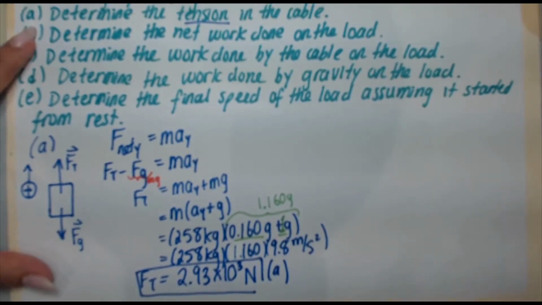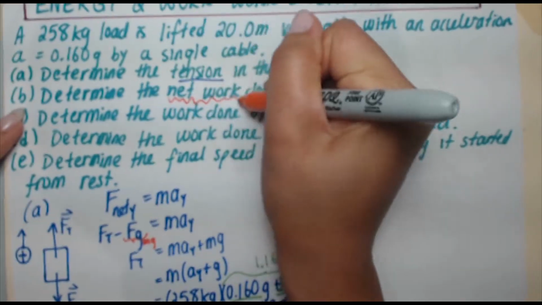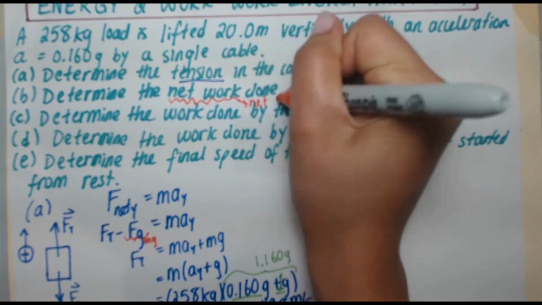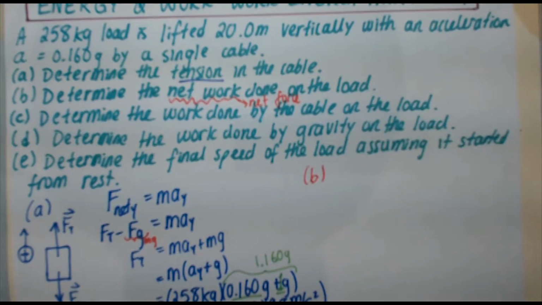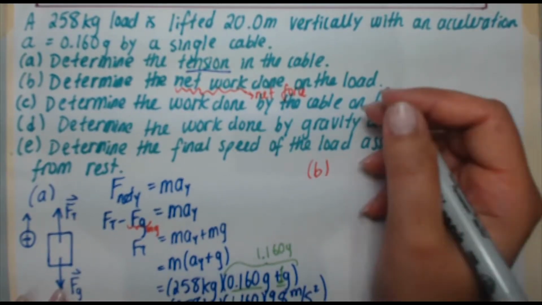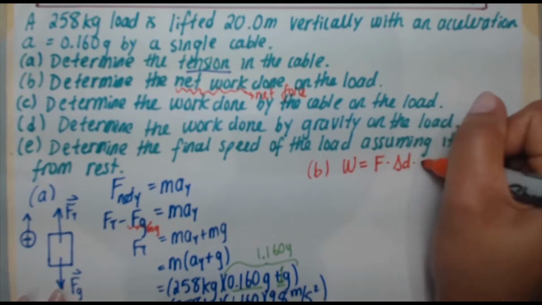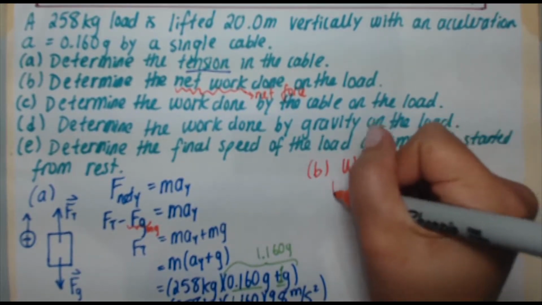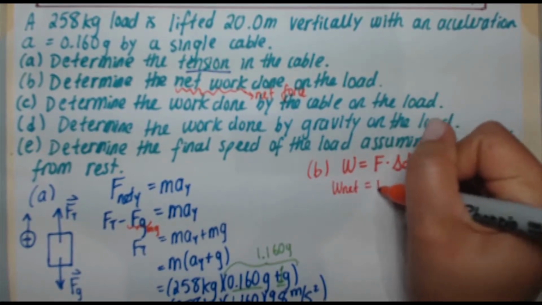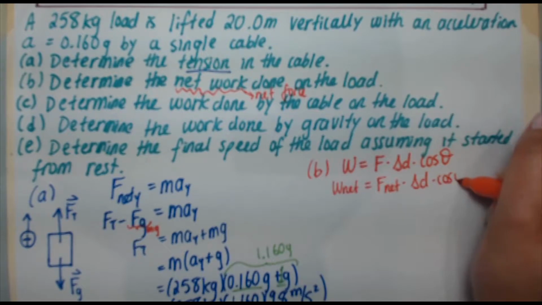All right, part B. Determine the net work done on the load. Whenever you see net work, you should think net force. The reason for that is because when you look at the formula for work, we know that work is equal to force times displacement times cosine of the angle between the two. So if we're doing net work, then we have to use net force: net force times displacement times cosine theta.